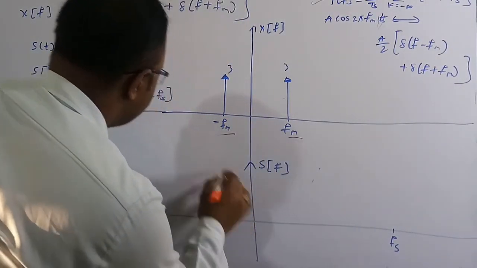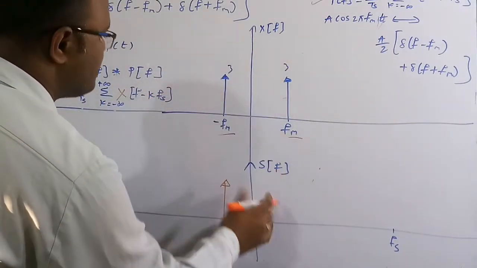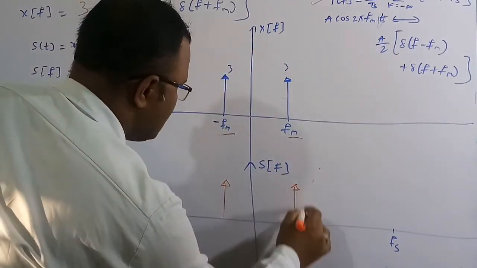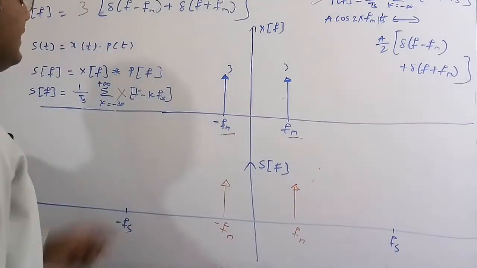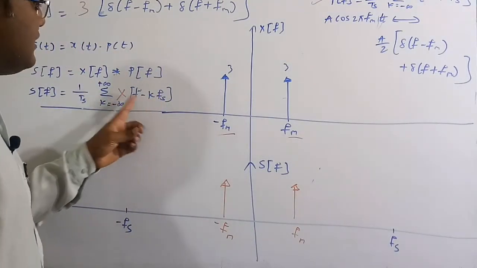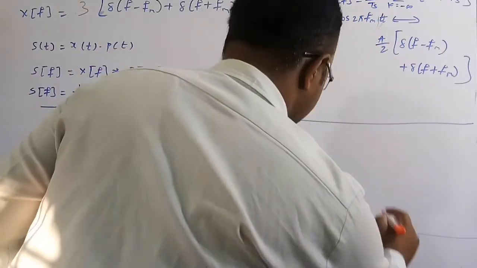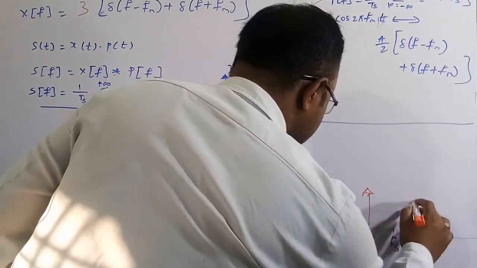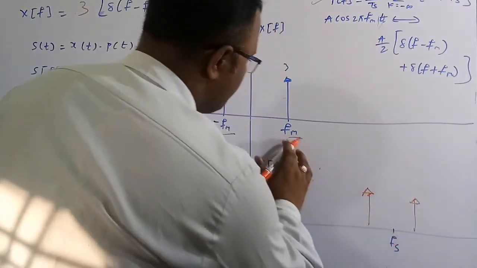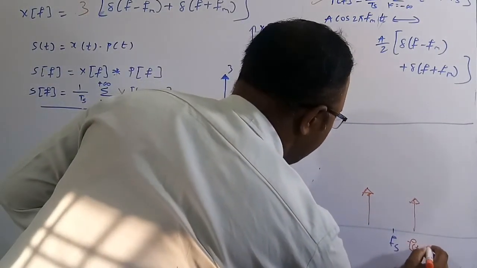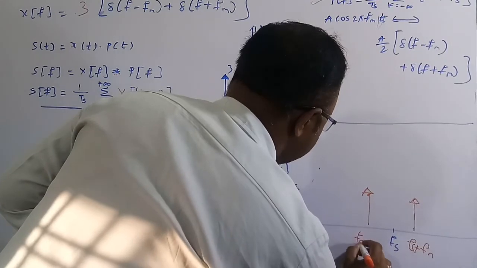When k is equal to 0, the same x of f is going to come here, so this is fm and this is minus fm. And when k is equal to 1, it is shifted by fs. So again, we are going to shift this origin to fs, so this will become fs plus fm and this will become fs minus fm.